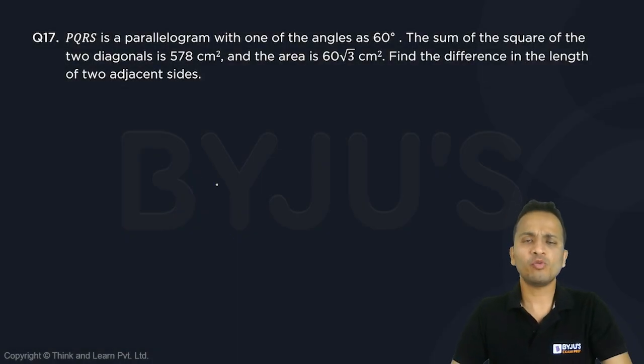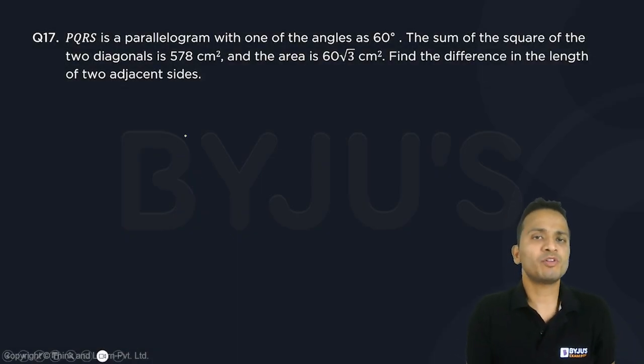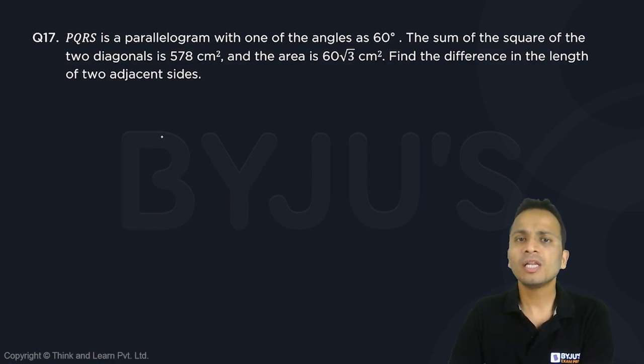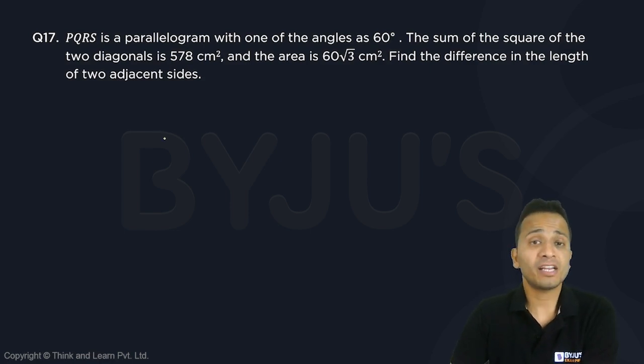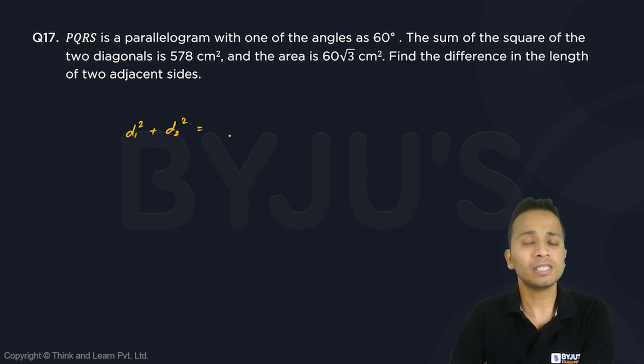Now this question becomes very simple for you if you remember some of the properties related to parallelograms. One of the most important properties that will be used in this question is that the sum of the squares of the diagonals, d1 square plus d2 square, is equal to the sum of the squares of all four sides. So if I say that L and B are the two sides of the parallelogram, then the sum of the squares of all four sides will be twice L square plus twice B square.